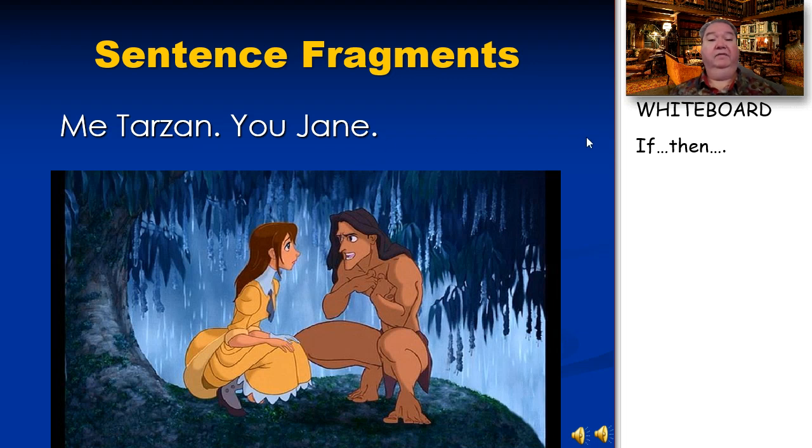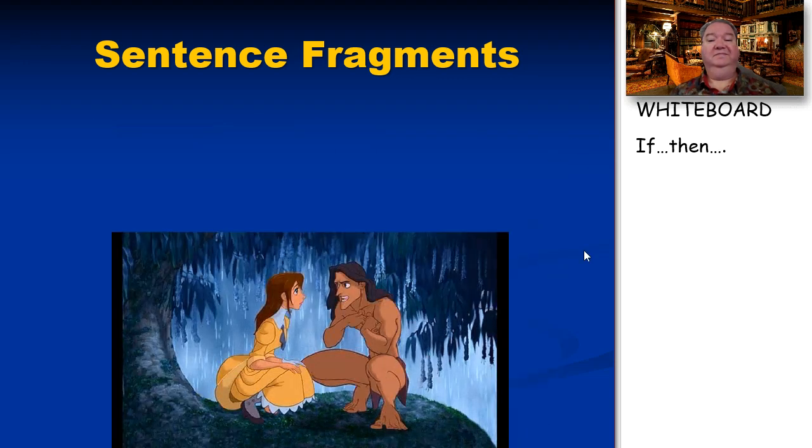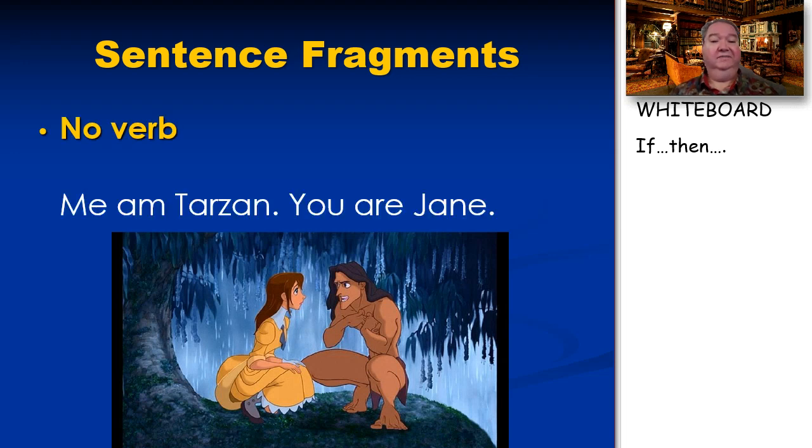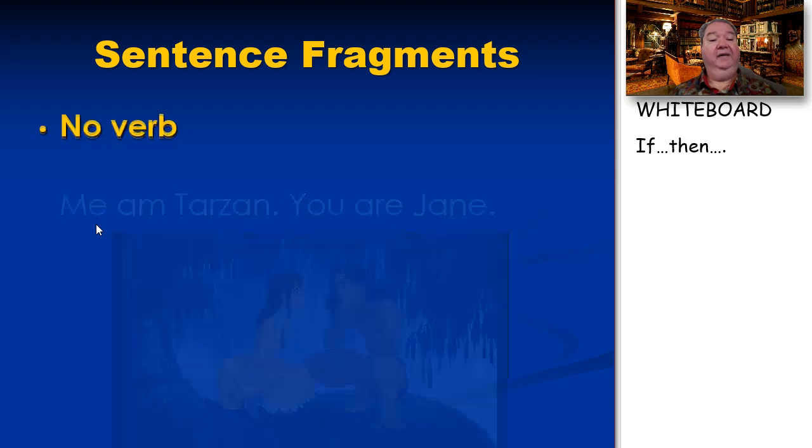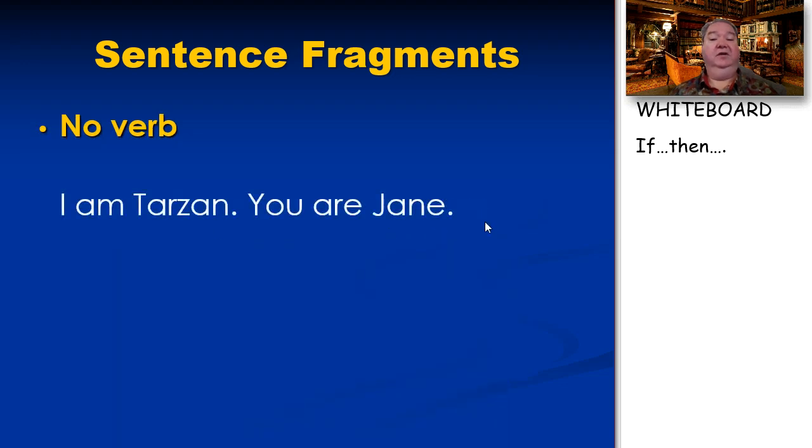We don't have verbs. So we have to add verbs to these sentences. So if there's no verb, you have to add a verb. Me am Tarzan, you are Jane. Is that correct? Not quite, is it? Me am Tarzan, you are Jane? No. So we also need to change this from me to I. I am Tarzan, you are Jane.